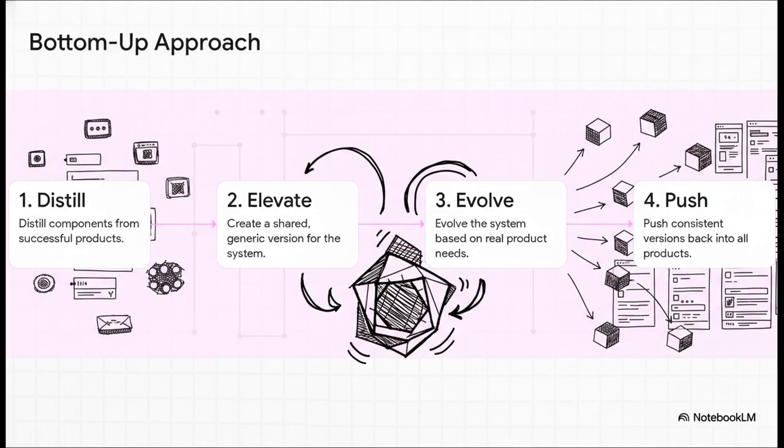So, how do the best teams handle this? Well, research shows that instead of some central team in an ivory tower dictating all the rules from the top down, a bottom-up approach works way better. You start by looking at your existing successful products and find what's already working. You pull out those successful components, polish them up into a generic version for the system, and then you push that new, consistent version back out to all the products. This way, the system is evolving with the products, not fighting against them.